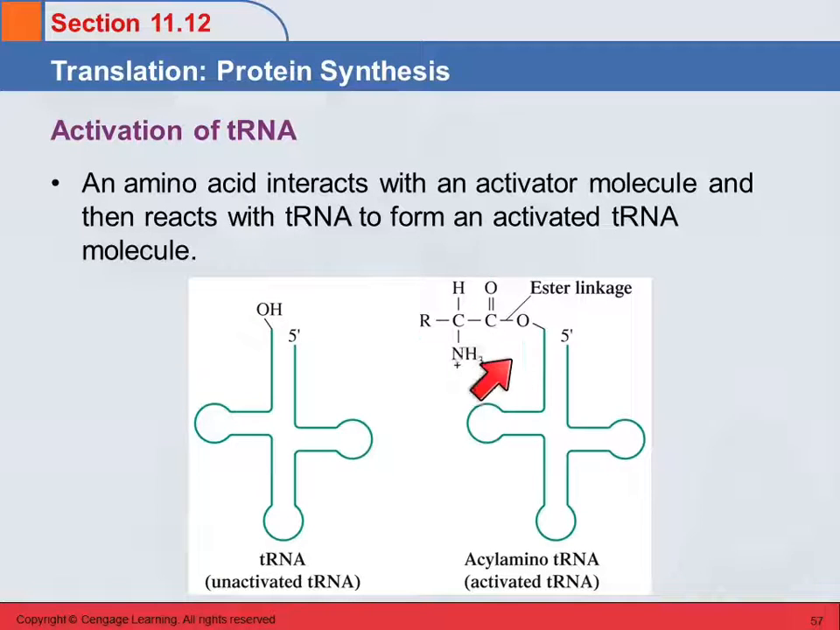But up here is where it specifically interacts with an amino acid. So the amino acid interacts with an activator molecule and then reacts with the transfer RNA to form an activated transfer RNA molecule. So here is the activated transfer molecule. It's loaded, okay? It's got the goods here. So here we have the amino acid. This is the transfer RNA, and its function is to carry this amino acid to the ribosome as it's needed, to bring it.